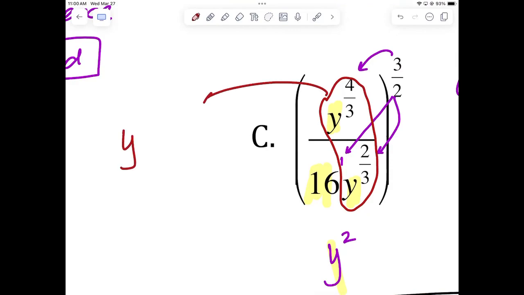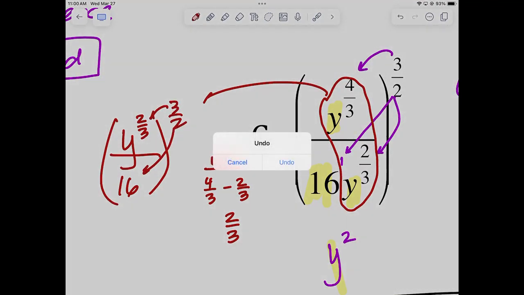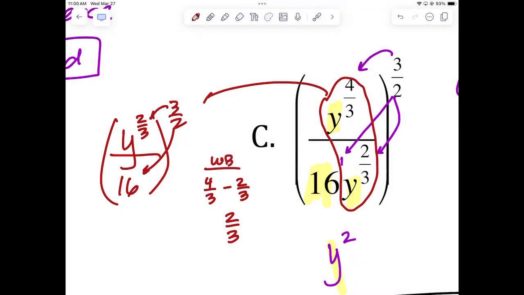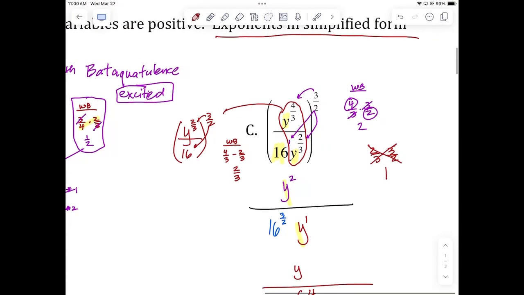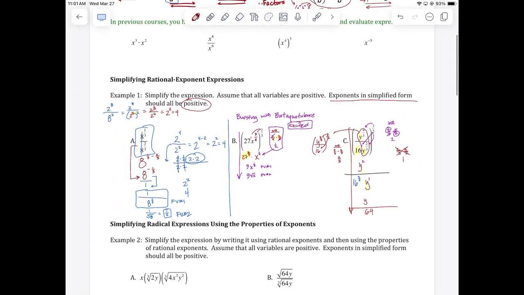If I were to combine the y's first, I'd have y to the, and then on my workbench, I would say 4/3 minus 2/3. What's 4/3 minus 2/3? 2/3. So I'd get y to the 2/3. Okay, and it would be all over 16 still. And then I would distribute the 3 halves. And what's 2/3 times 3 halves? 1. So we get the same answer. Which way is correct? Both. You just have to map your own way. Okay, but again, notice we're working straight down and everything's equivalent. All right, questions on that?